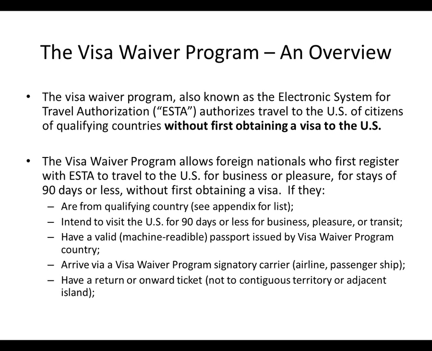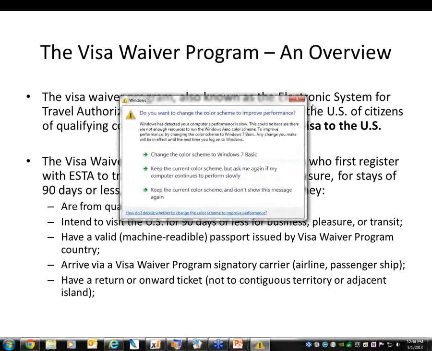And just so that people are aware, a visa is just a document that the U.S. government issues that permits you to travel to and enter the United States. So the Visa Waiver Program does exactly that, and it waives your requirement of first obtaining a visa to come to the United States.